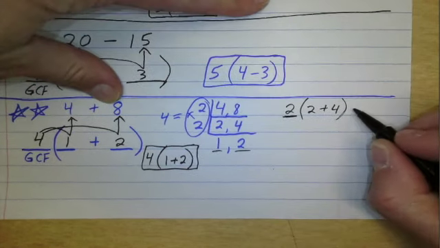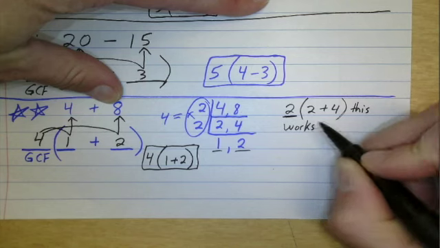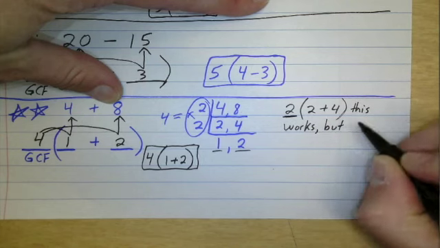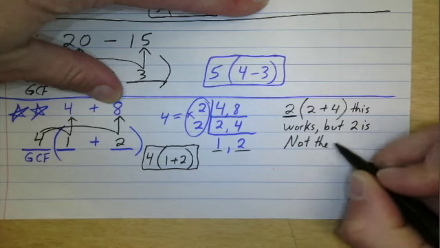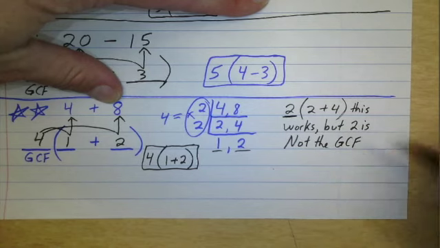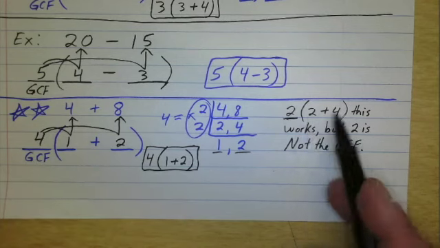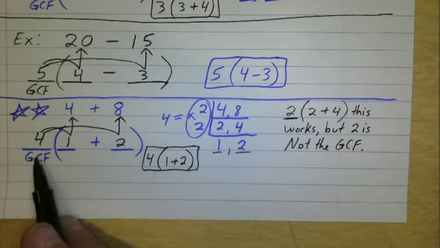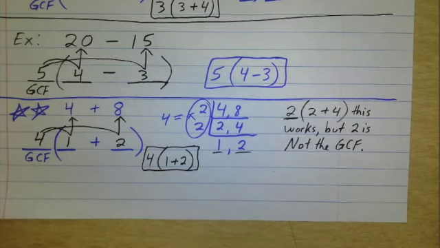So I want to write this in our notes. This works, comma, but 2 is not the GCF. It is not the greatest common factor. 4 is actually the greatest common factor. This still works to multiply to get the answer, but we have to use the greatest common factor on the outside. So that's why we use our ladder method to help us find the GCF.